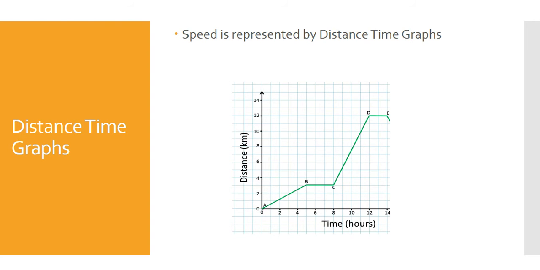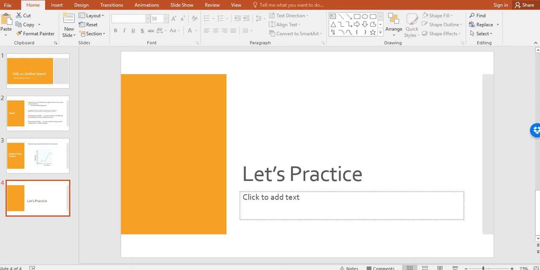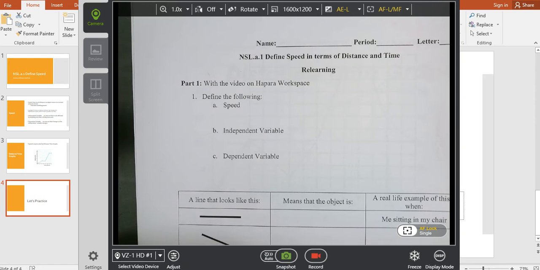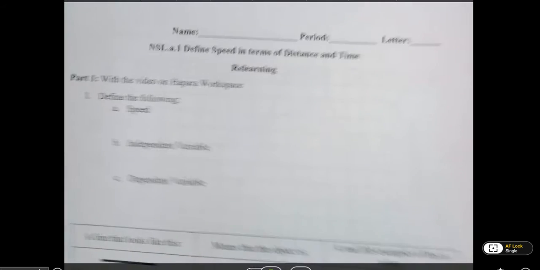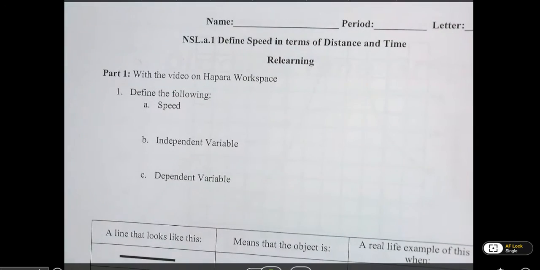So when you see distance time graphs, you're going to see the time is graphed on the x-axis because it is the independent variable, and the distance is graphed on the y-axis over here, which is the dependent variable. So let's look at some examples. You should have these first three filled out.